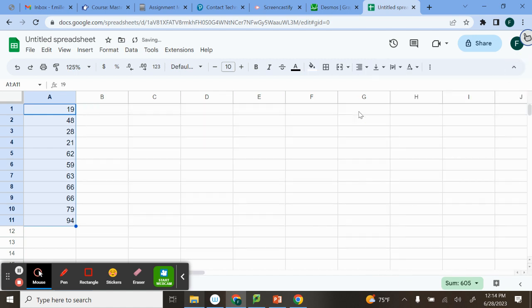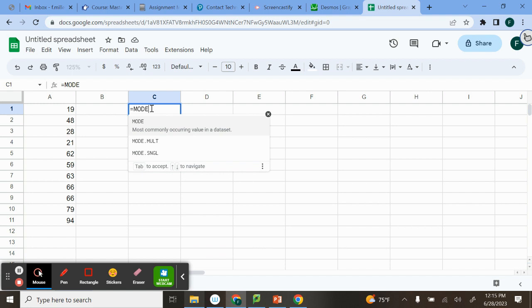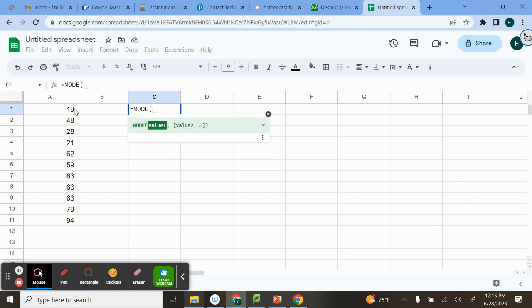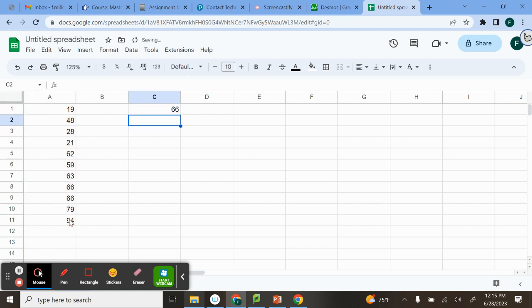Now let's talk about how we can solve for mean, median, mode using Google Sheets. When you want to use a command in Google Sheets, you do equals and then whatever the command is. So let's do mode. Then you just highlight your data. So equals MODE in all caps, highlight the data, press enter. The mode is 66, which we can see occurs twice. It's the only value that occurs twice. So that's nice.